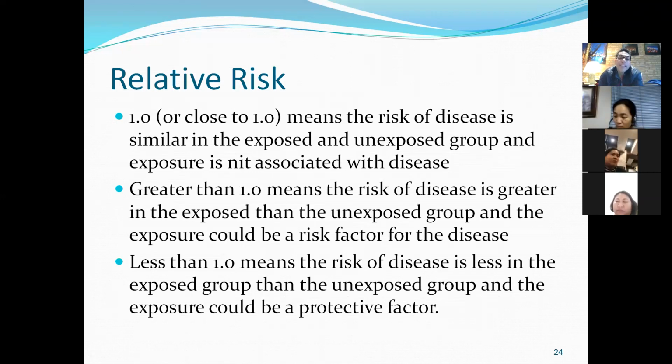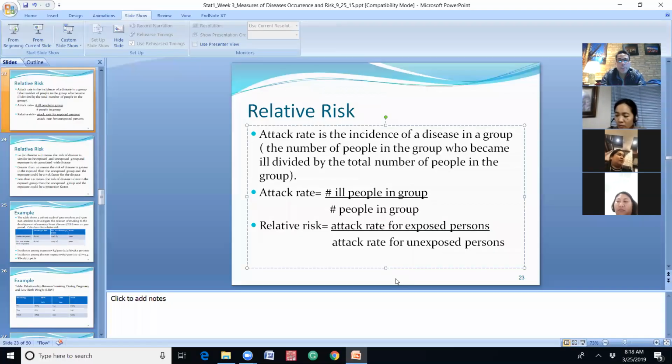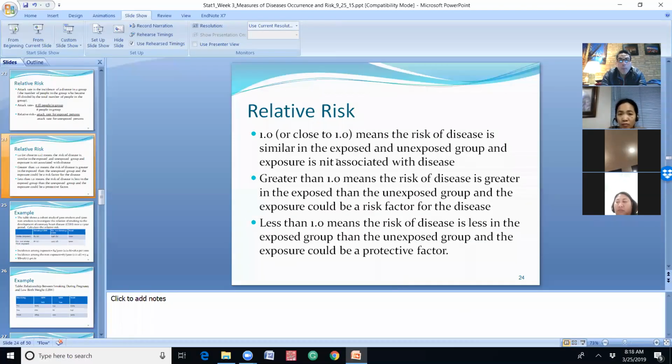So when the relative risk is 1, it means that the risk of disease is similar in the exposed and the unexposed group, and that the exposure is not associated with the disease.